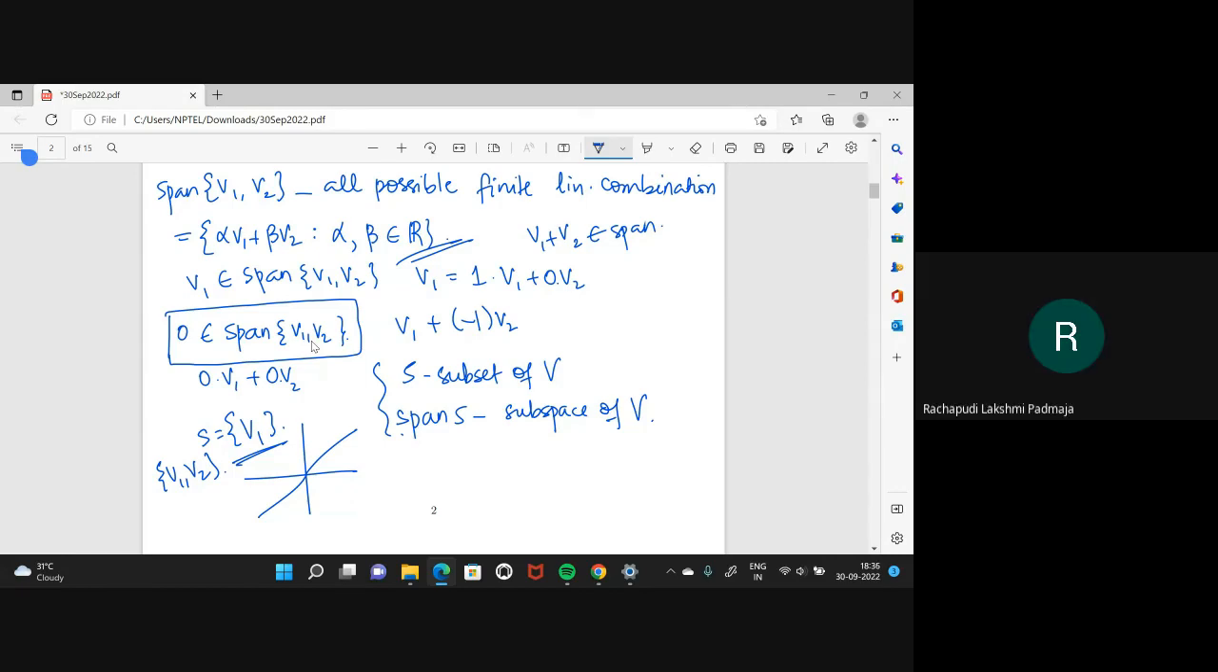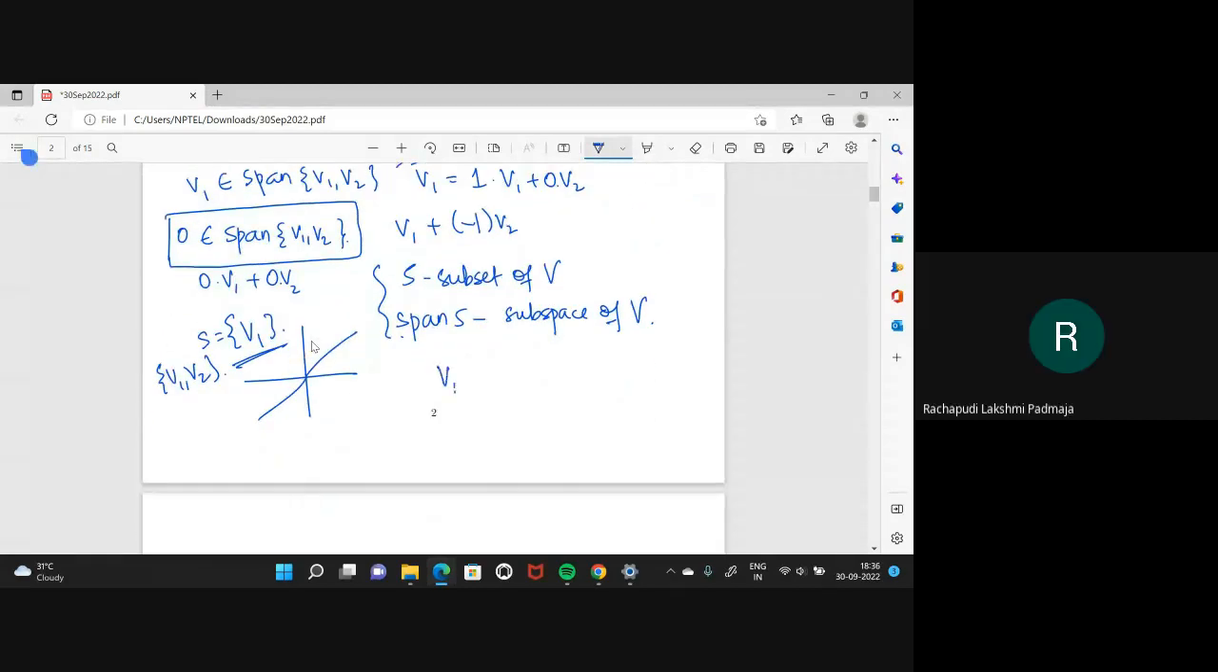Ma'am, suppose two vectors are there, V1, V2, and if we span them, we can get a line or plane. And when will we have that line, ma'am? Line if V1 and V2 are dependent, no? Dependent: V1 is alpha times V2. So scalar multiple. Okay, got it, ma'am.